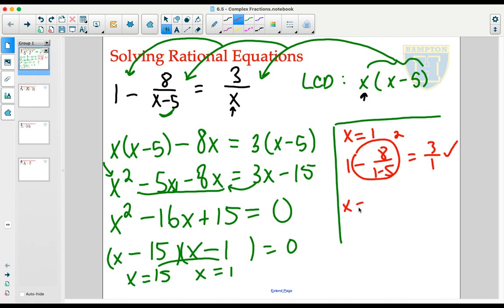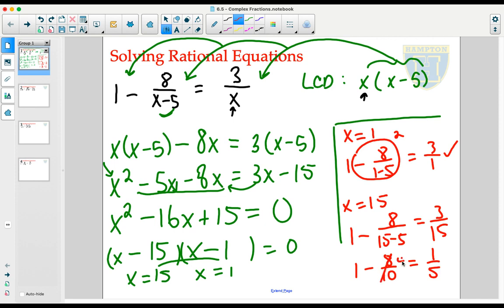And then if we check our 15, this one's a little bit trickier to check. 1 minus 8 over 15 minus 5 equals 3 over 15. 1 minus 8 over 10 is equal to 1/5 if we simplify that side. This is really 4/5. 1 minus 4/5 is 1/5, and that checks out as well.